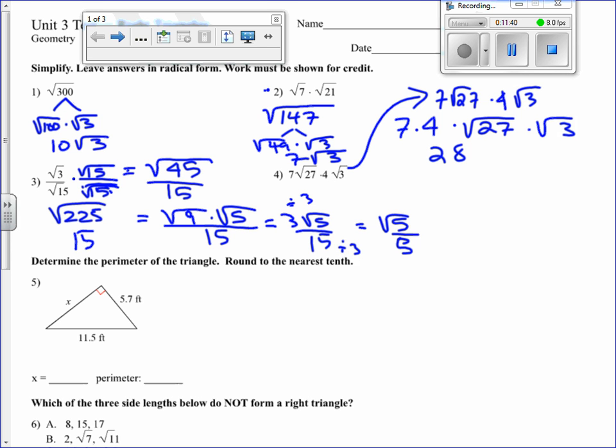28. And what's 27 times 3? 81. And what's nice about the square root of 81? It's a perfect square, and the square root of 81 is 9. So 28 times 9 is 252.